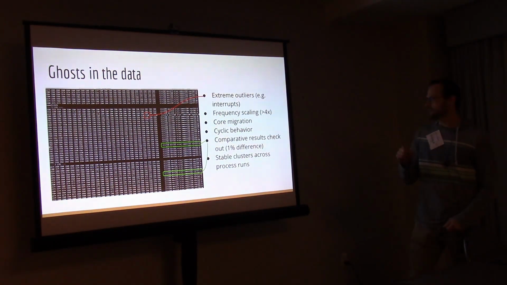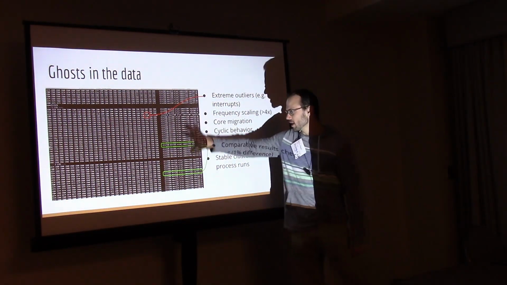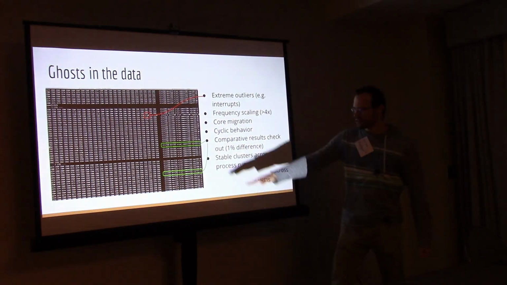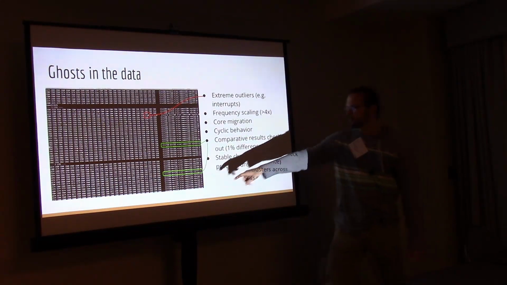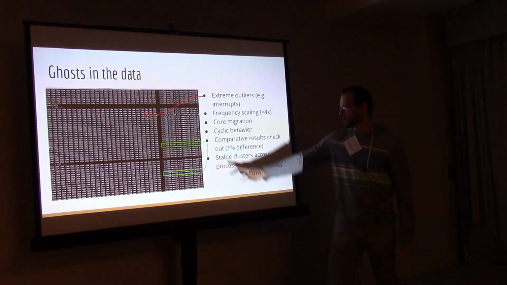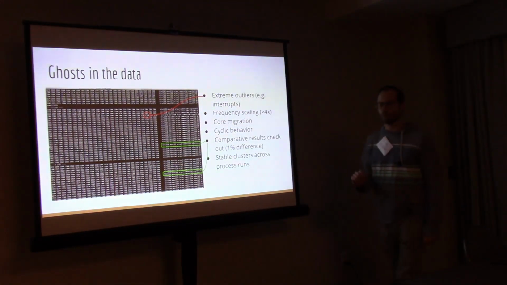But the interesting thing is that the comparative results actually do check out. So the 100 iterations versus the 99 iterations, as long as you look at a clean set of measurements, and this is 24 measurements here, you actually see essentially exactly a 1% difference.